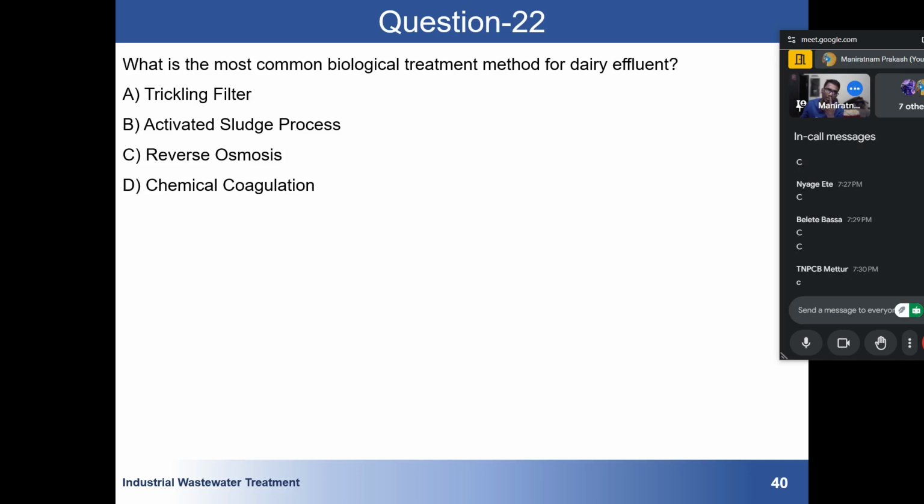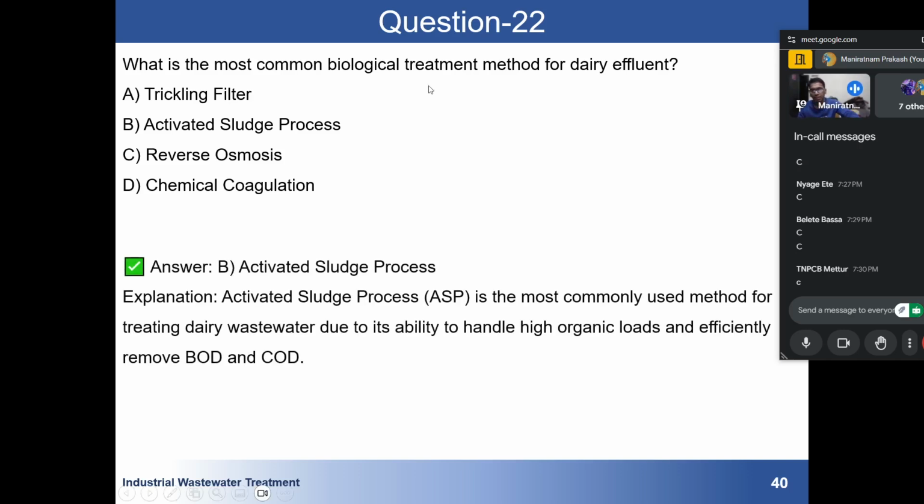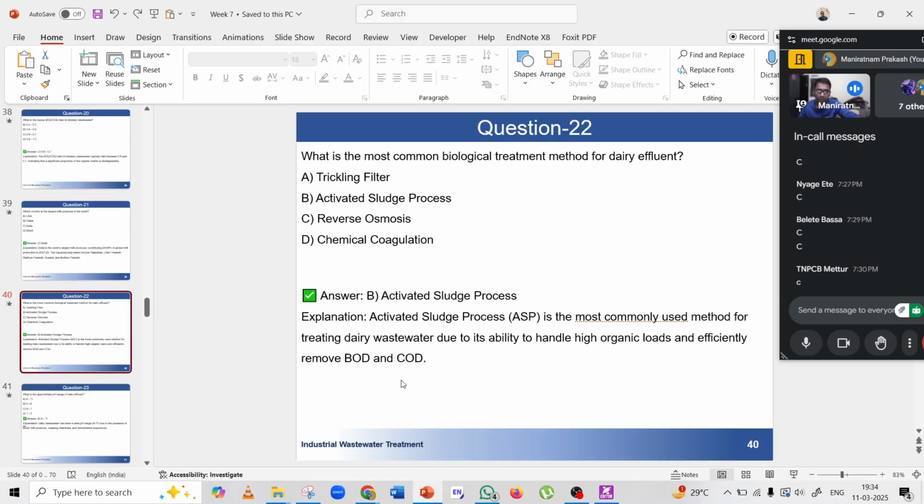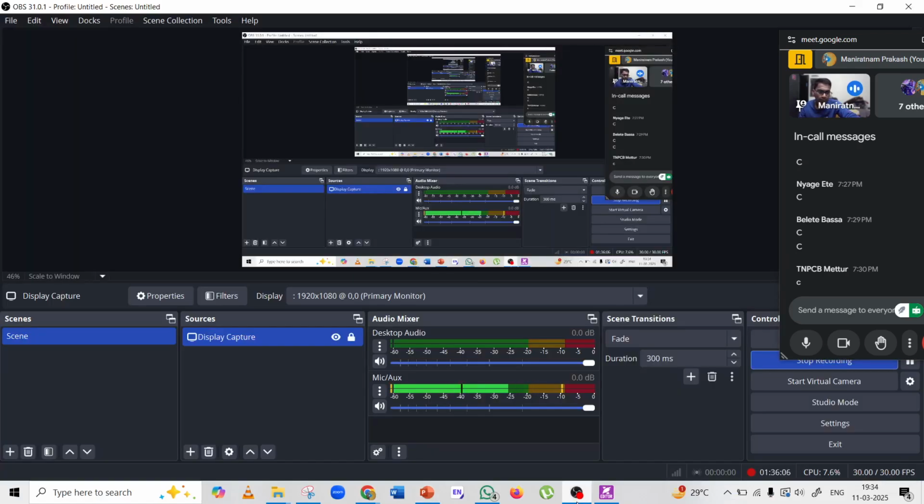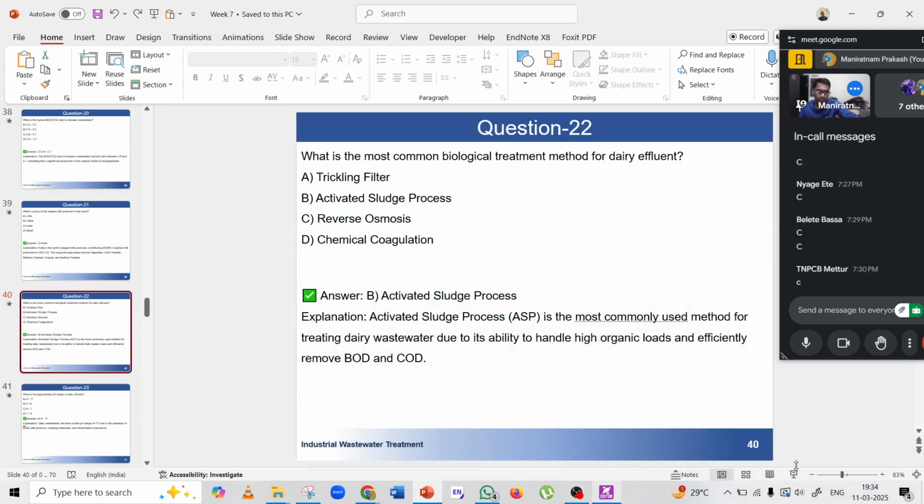Anyone? Just remember, it contains a high amount of proteins and a high amount of organic matter. So again, the answer will be activated sludge process only. Activated sludge process is the most commonly used method for treating wastewater due to its ability to handle high organic load and removal efficiency.